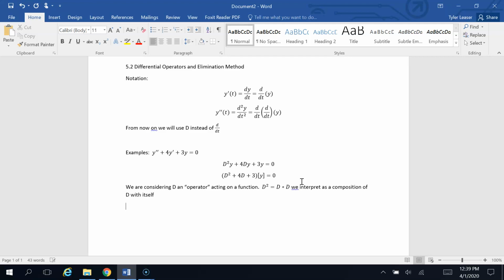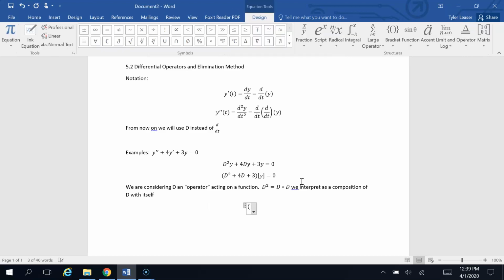What's really going to be nice and what's really important is that we can take the operators and actually work with them algebraically. So let's say we had two different operators: D plus 3 and D plus 1 operating on a function y. What we can do is distribute this all together and multiply it all out, not by the y, but the operators themselves.